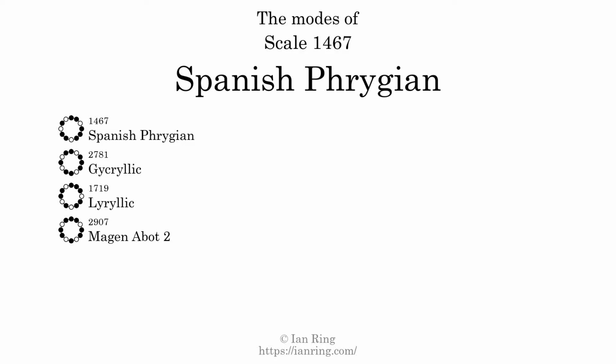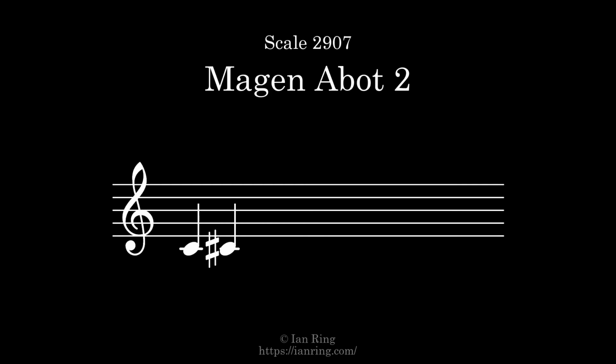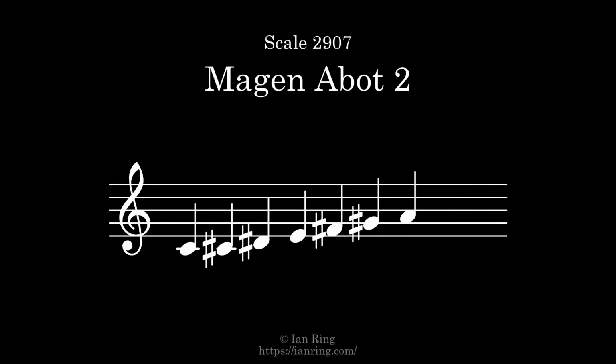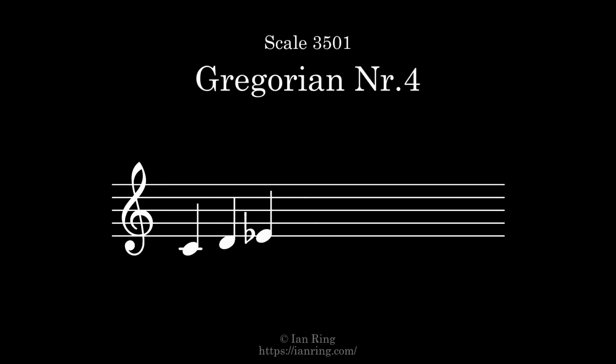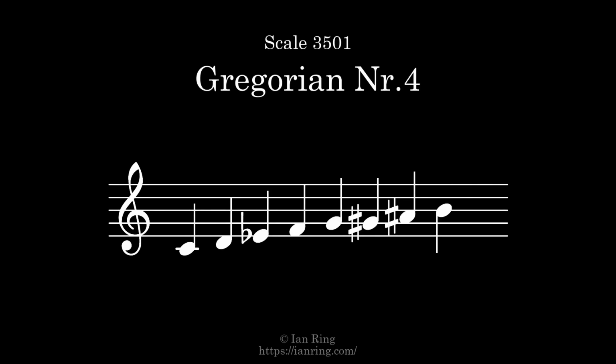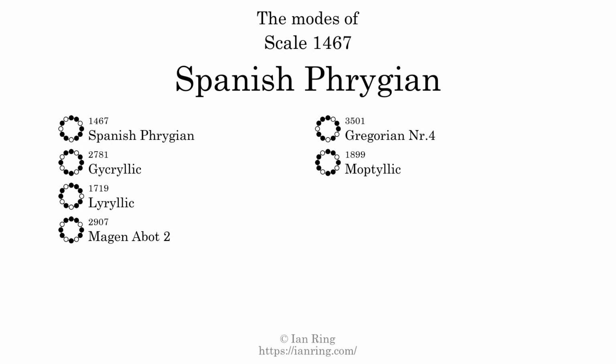The fourth mode is scale 2907, also known as Meganabot 2. It sounds like this. The fifth mode is scale 3501, also known as Gregorian number 4. It sounds like this. The sixth mode is scale 1899, also known as Moptilic. It sounds like this.